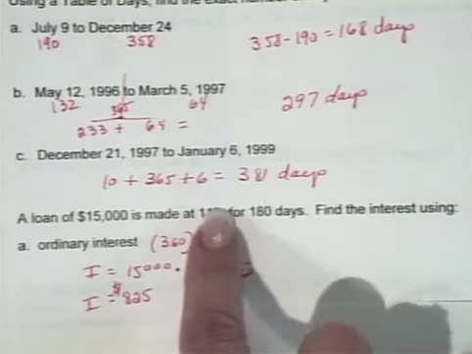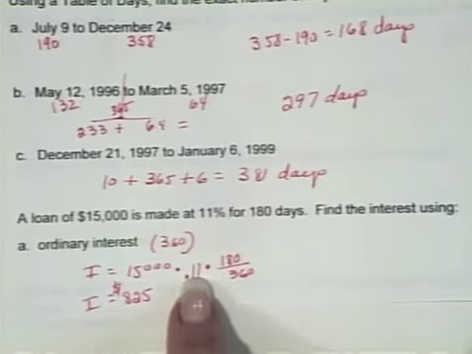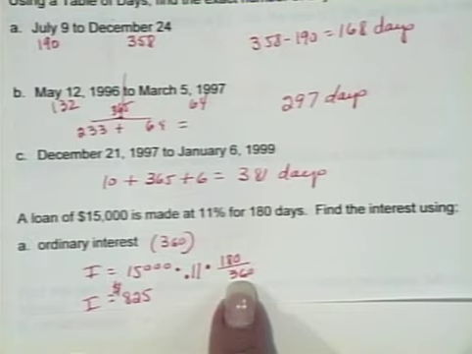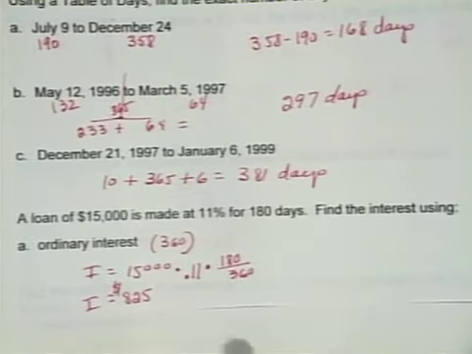0.11 is my 11% changed to a decimal. And I'm going to have 180 divided by 360 because it's ordinary for the time. When I put that in my calculator, I end up with $825 in interest.